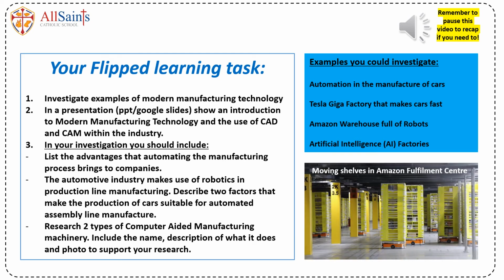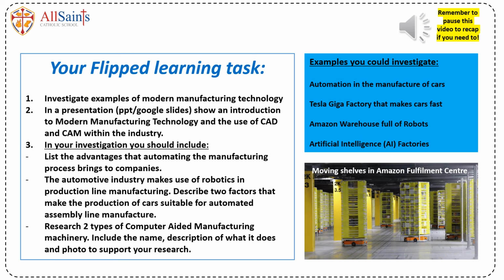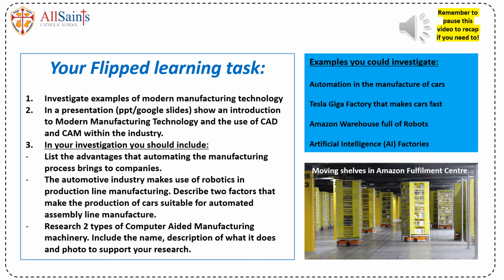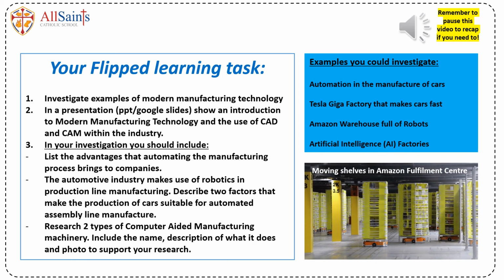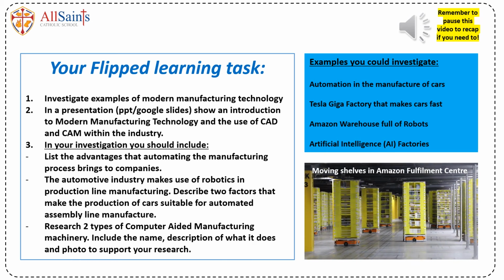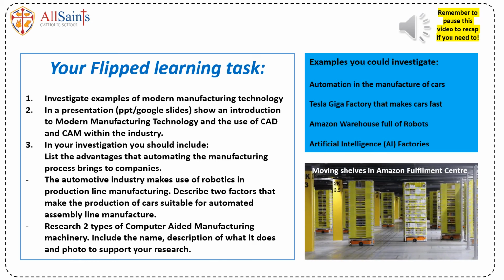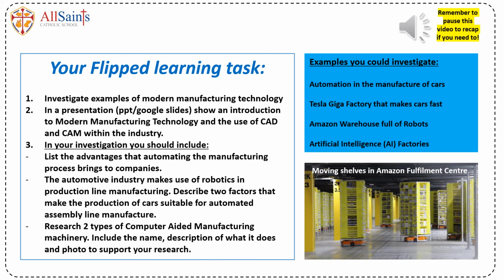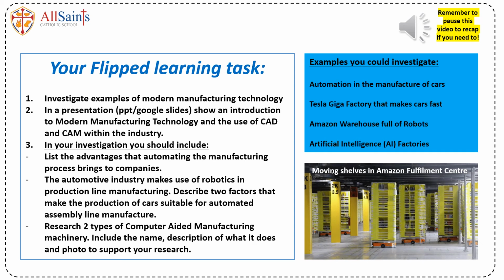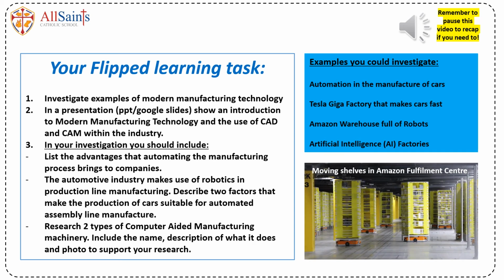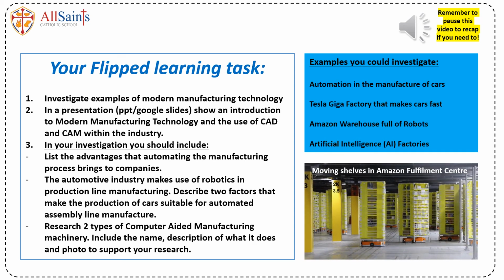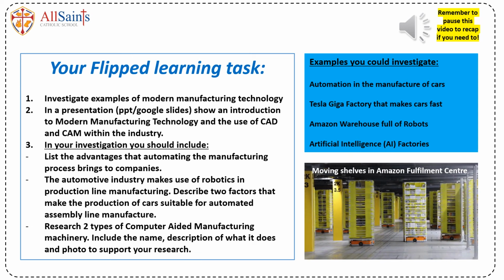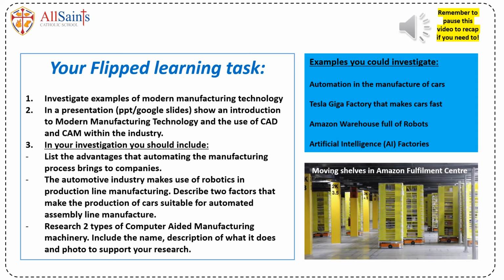One example is the automotive industry, and they make use of robotics in production line manufacturing. Describe 2 factors that make the production of cars suitable for automated assembly line manufacture. And lastly, research 2 types of computer-aided manufacturing machinery. Include their name, a description of what it does, and a photo to support your research. Remember to pause this video to recap if you need to, and take the time necessary to produce this task.